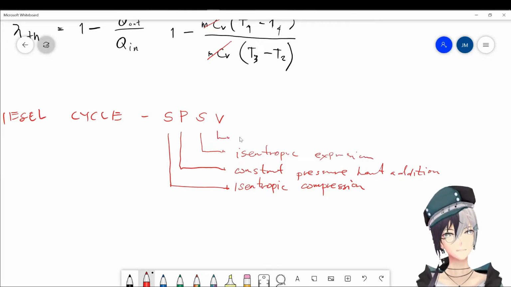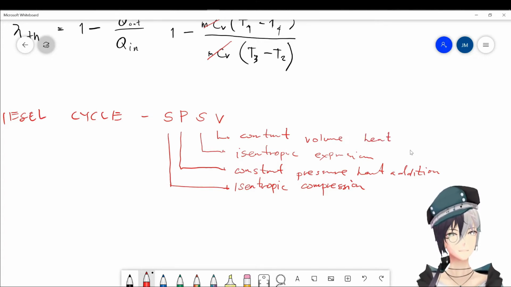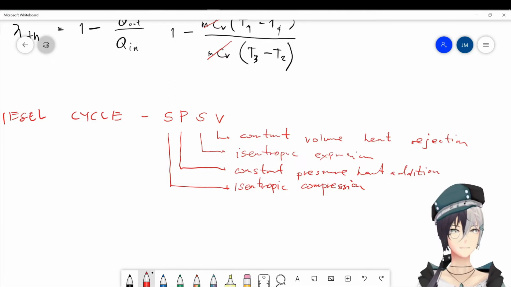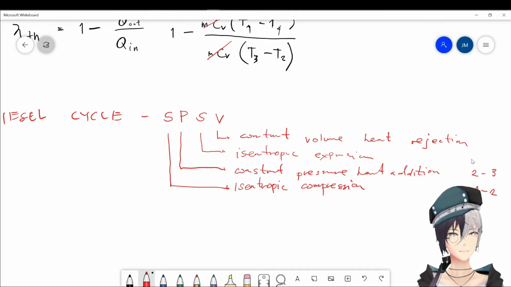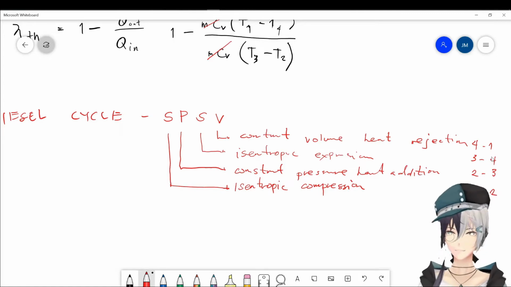Okay, and then constant volume heat rejection. So this is process 1 to 2, isentropic compression, and then this is 2 to 3, and then this is 3 to 4, finally 4 to 1. Okay.